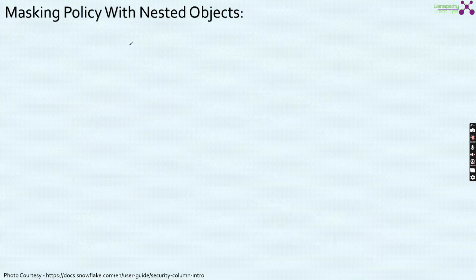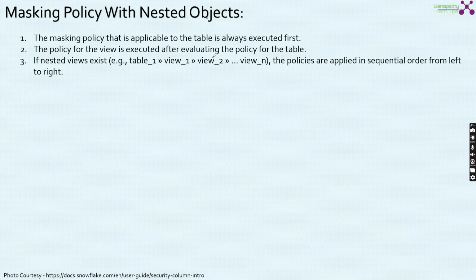Now the masking policy can be applied to multiple objects. What if I am having the masking policy applied at various different levels? How will the hierarchical precedence work? For that we need to understand how the masking policy works within the nested object. The masking policy applicable to the table is always executed first. The policy for the view is executed after evaluating the policy of the table. If nested views exist, table 1, view 1, view 2 and view n, the policies are applied in sequential order from left to right.